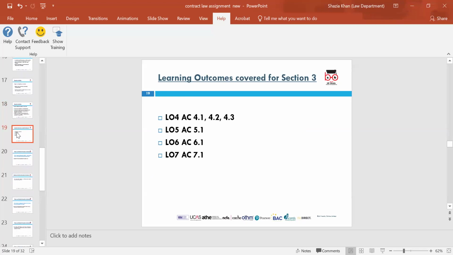The learning outcomes covered for section 3 of the assignment are learning outcome 4, assessment criteria 4.1, 4.2, and 4.3. Learning outcome 5, assessment criteria 5.1. Learning outcome 6, assessment criteria 6.1. Learning outcome 7, assessment criteria 7.1.